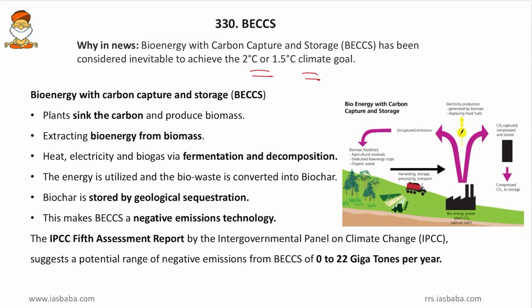Friends, we know that plants via photosynthesis absorb CO2, and that is how plants act as carbon sinks. These plants form biomass, and from this biomass we extract energy. That is, by fermentation or decomposition we extract biogases, and then we extract light and heat energy from them. Once the energy is extracted, the remaining bio waste will be converted into biochar, and this biochar will be stored by geological sequestration, or it will be buried under the ground.